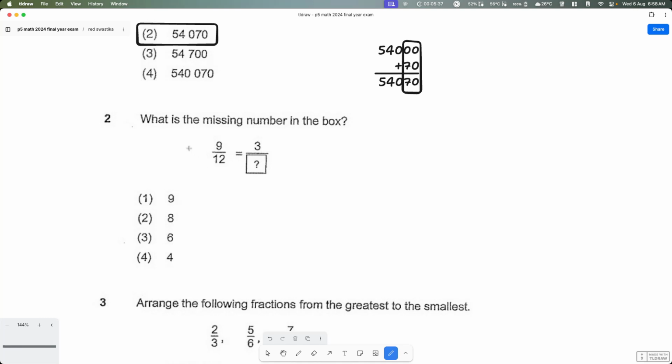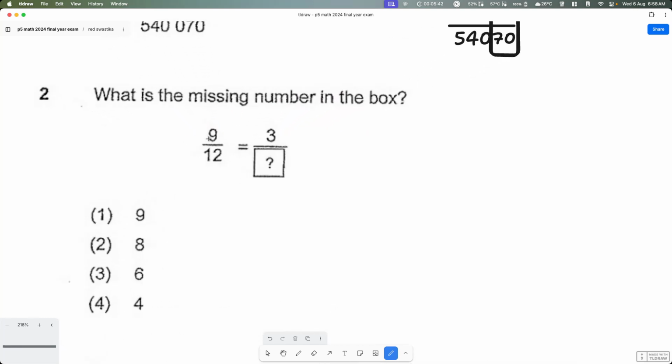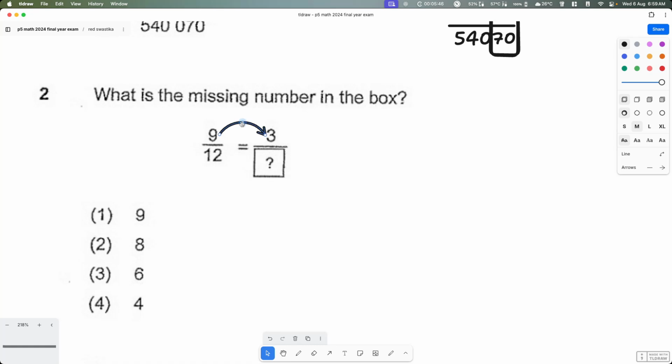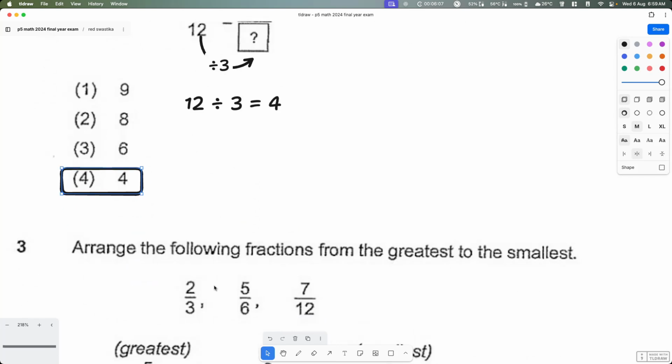Question number 2. What is the missing number in the box over here? We have 9 and then we have 3. So in this case, we will just divide this by 3. It goes the same with 12 as well. We have 12, we have this box. So that means 12 divided by 3, and this will give us 4. So the answer is 4, option 4. All right, let's move on to the next question.